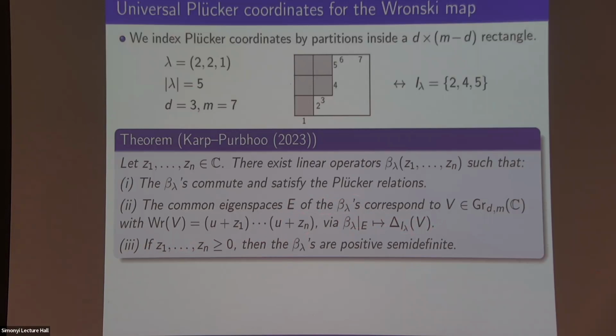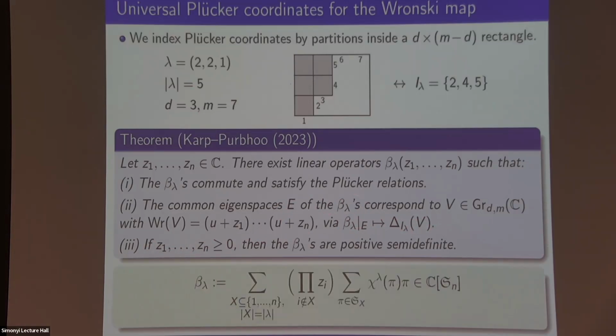On which space are these defined? Good question. I kind of delayed the definition, which is the most important part of the theorem. How are these beta lambdas defined? These beta lambdas live in the group algebra of the symmetric group. This is just the space of formal linear combinations of elements of the symmetric group Sn. And how it's defined is I sum over all subsets of the integers 1 through n whose size is the size of lambda. So if the size of lambda is bigger than n, it's just 0.